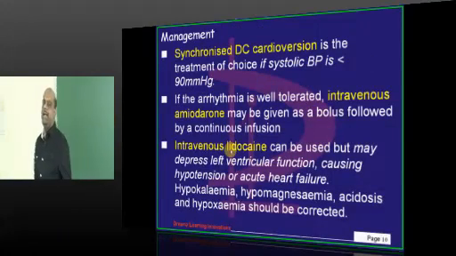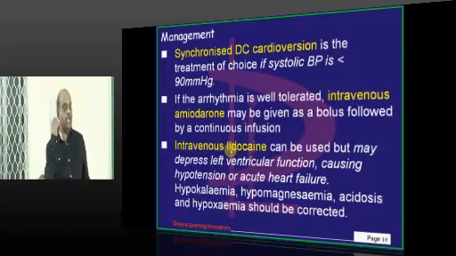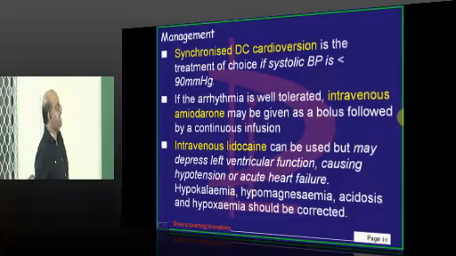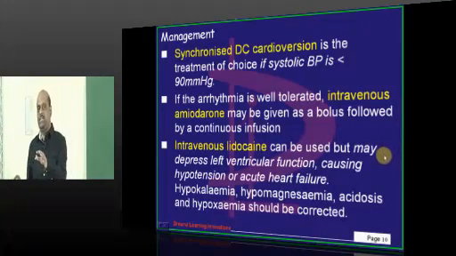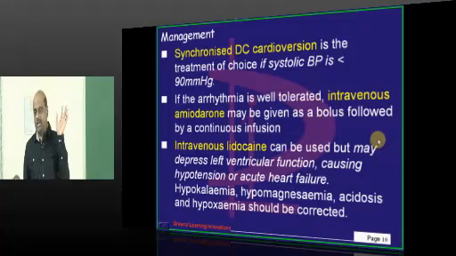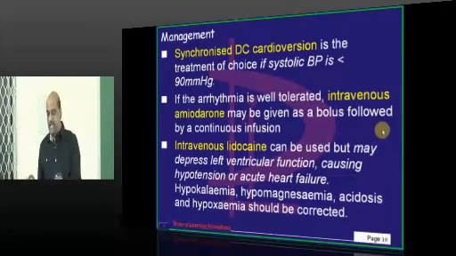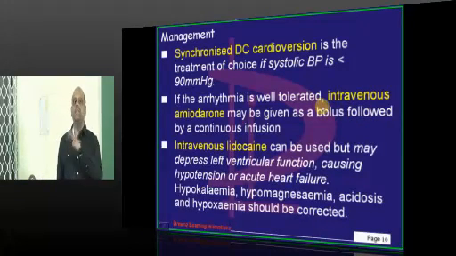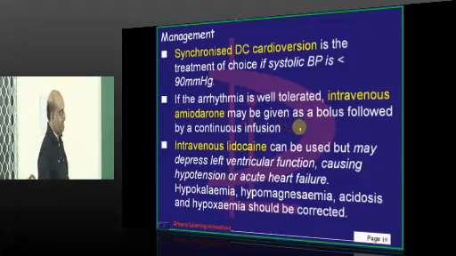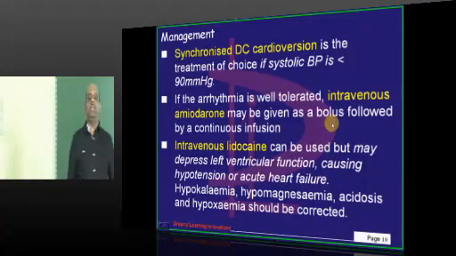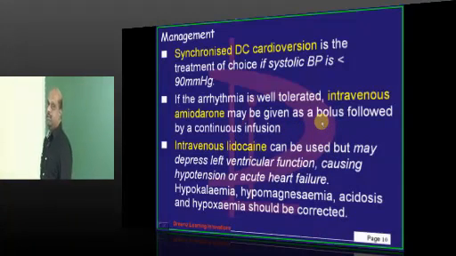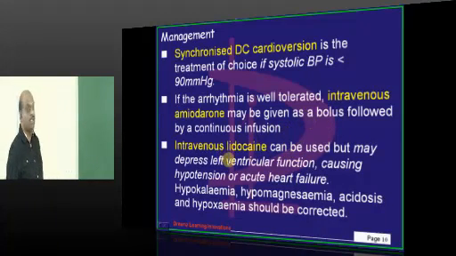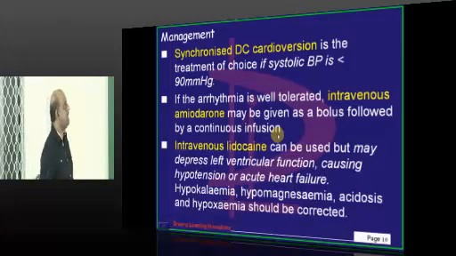So, how do you clinically manage VT? One of the common MCQs in the exam. Synchronized DC cardioversion is the treatment of choice. No other thought. If the systolic BP is less than 90, the patient is hemodynamically unstable, and synchronized DC cardioversion is the treatment of choice. Suppose he is hemodynamically tolerating it, then intravenous amiodarone can be given as a bolus followed by a continuous infusion.